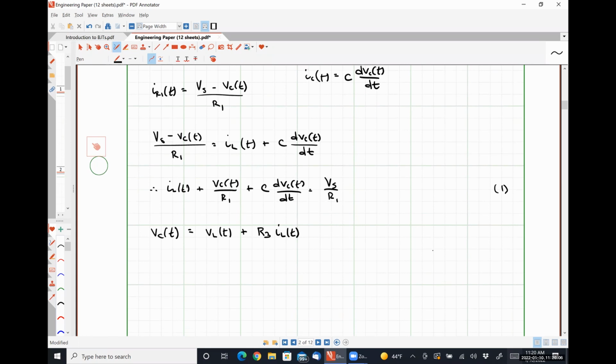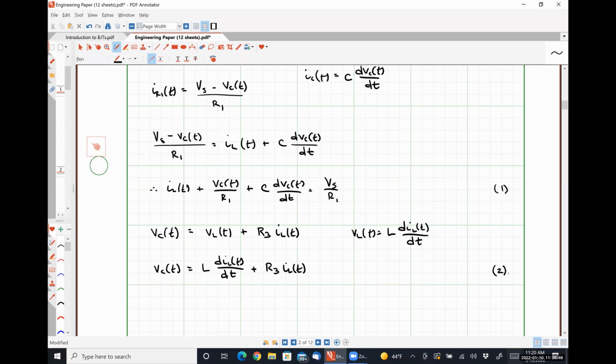And since we know that VL of t is L di by dt, we can substitute that in, and we find that Vc of t is equal to L di by dt plus R3 IL of t. All right, so let's call this equation 2.